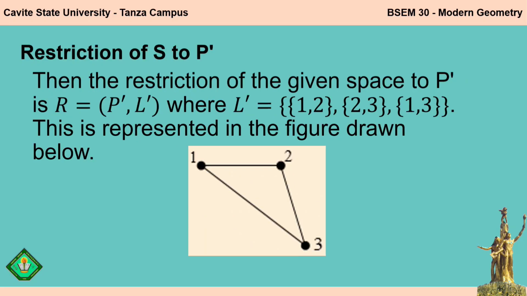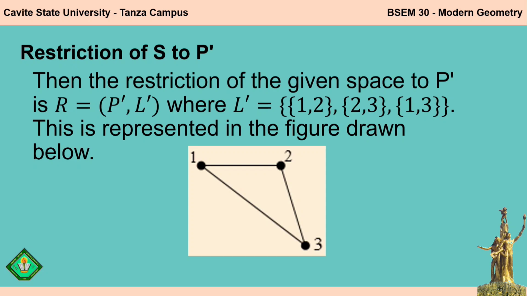So the restriction of the given space to P prime, where L prime is equal to the lines that connect the points 1, 2, the points 2, 3, and the points 1, 3, is represented in the figure below. The restriction of the system gives us the points 1, 2, 3, where all the segments connecting them form a triangle. So now you're working with a smaller structure made up of only the selected points and the lines that still make sense with those points.